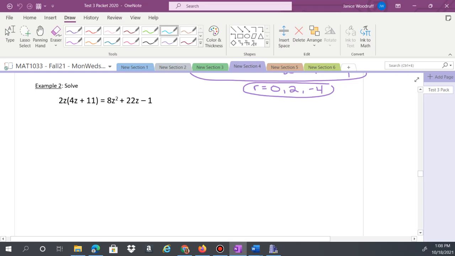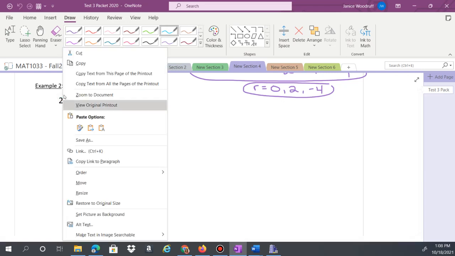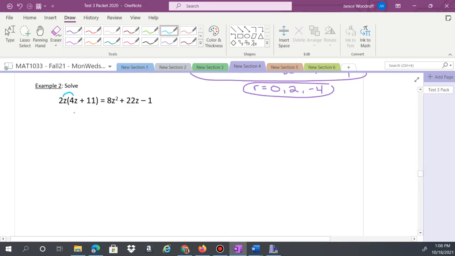So let's see, I'm going to do 2z times 4z. That is going to give me an 8z squared. 2z times 11 will give me a 22z. And I see what's happening here.